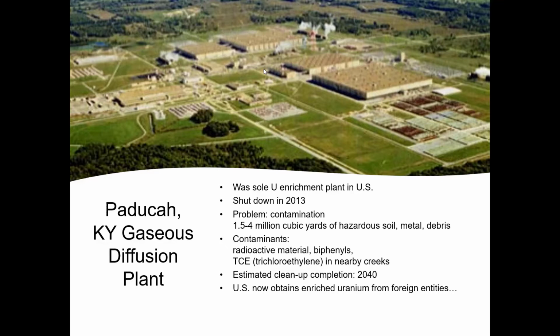So the gaseous diffusion plant was shut down in 2013 so that a cleanup could occur. And the cleanup is estimated to be completed by 2040. So that's all well and good, but now the United States needs to obtain its enriched uranium from other countries that are still willing to undergo gaseous diffusion on their own soil, right? So that has its own political issues depending on how you feel about our international relations with countries that we obtain our uranium from.